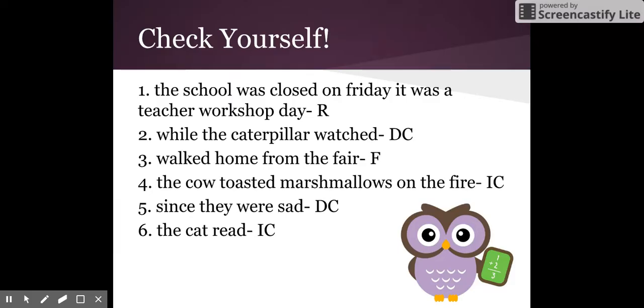Number 4, the cow toasted marshmallows on the fire is an independent clause. It has a subject, a predicate, and can stand on its own. It's a kooky sentence, but that's okay. Number 5, since they were sad, dependent clause. It has a subject, a predicate, and a dependent word, since, meaning you need more information. You can't just walk up to someone and say, since they were sad, and leave. Number 6, the cat read. That is an independent clause. You have a subject and a predicate.